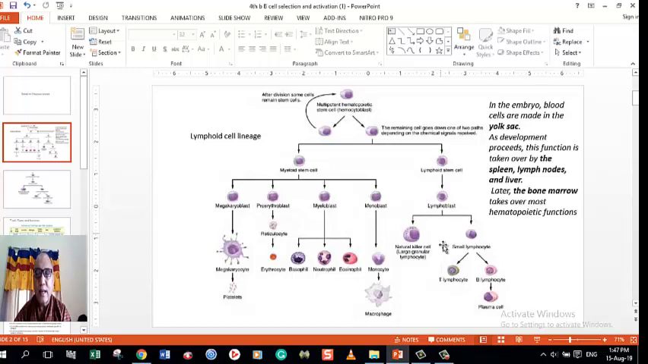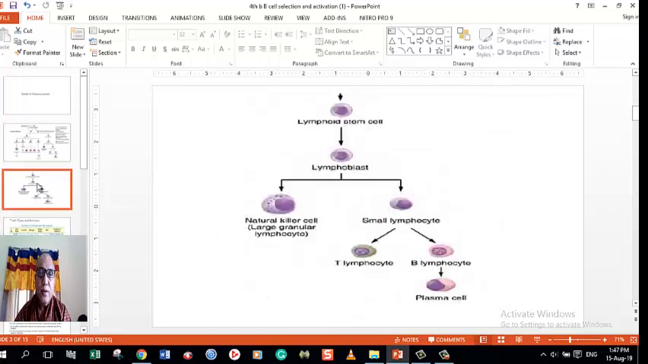The lymphoid cell lineage is very important because you look at that the hematopoietic cells give rise to the lymphoid stem cells. Then the lymphoblast gives rise to the natural killer cells, and then lymphocytes B and T. B cells again further give rise to plasma cells. Alright, I would also like you to please emphasize on this lineage which I just explained to you. Right, so this is just a reminder.